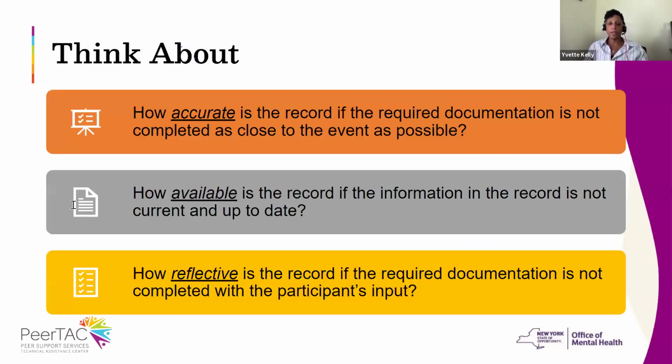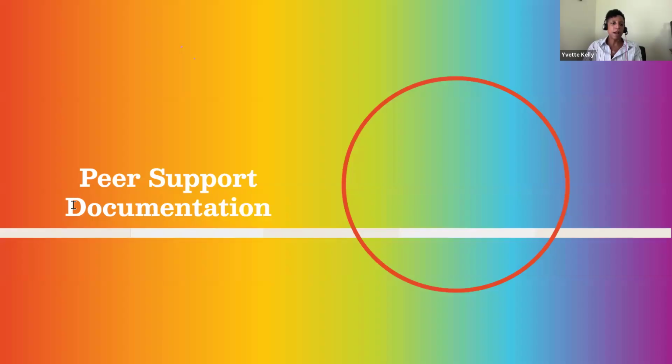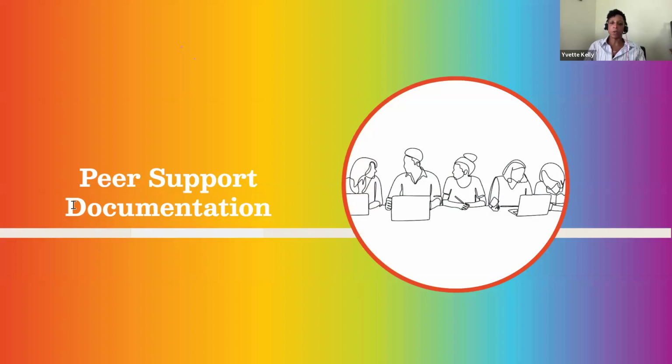And so just to leave you here with, think about how accurate the record is if the documentation is not completed as close to the event as possible, right? So how accurate is that? How available is the record if the information is not current and up to date? And how reflective is the record if the required documentation is not completed with the participants' input as well? So I just want to leave you with that before I turn it over to my colleague to walk us through the rest of the presentation.